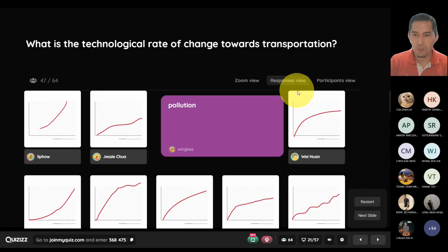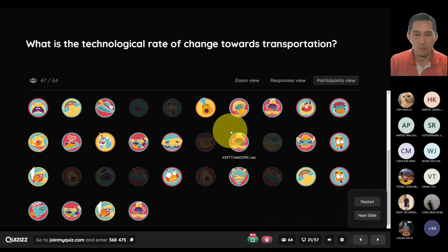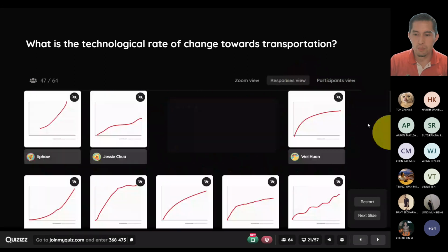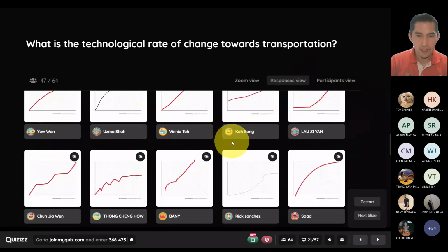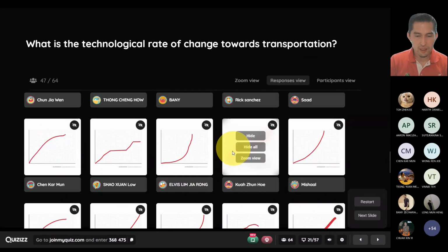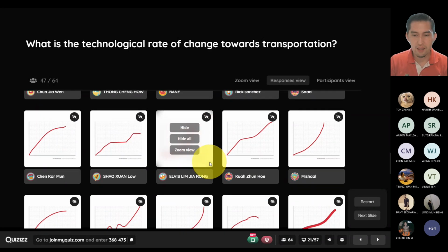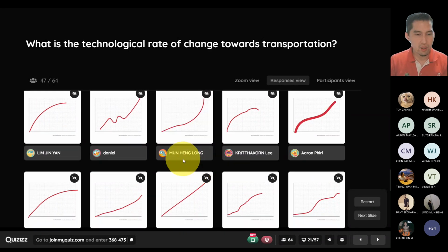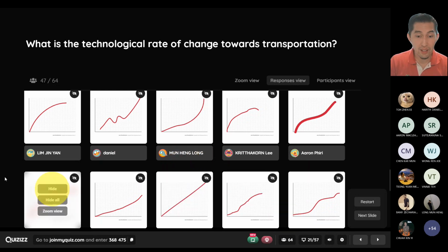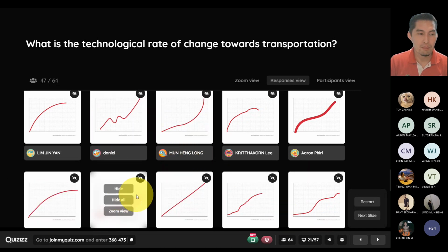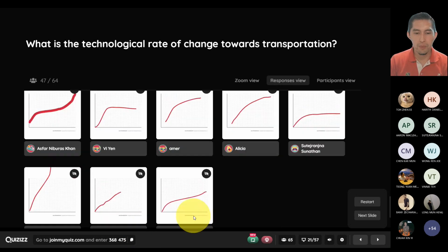And then there is the responses view. This is just my participants view, but anyway. All right, let me just quickly scroll through this. Oh wow, Elvis, again a very steep one towards the end. So as you can see here, there's a lot of different lines that all of you are mentioning in terms of how technology for transportation has changed, the rate of change towards transportation.